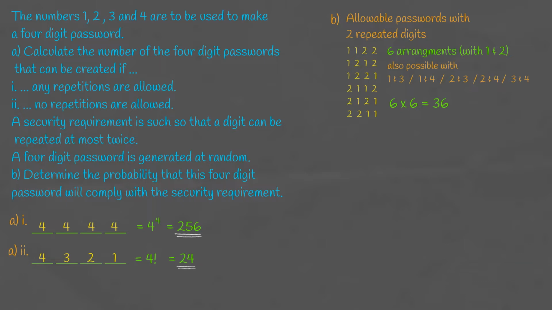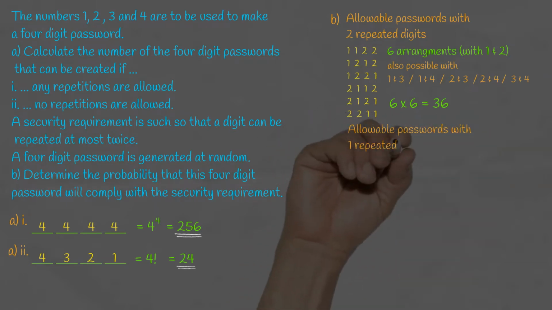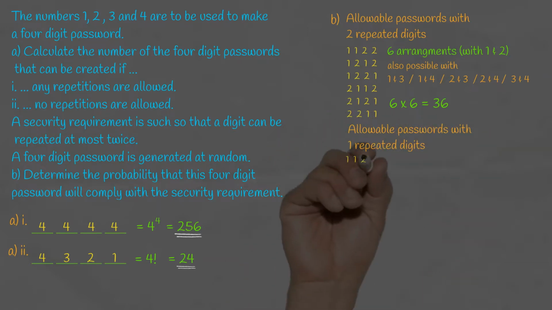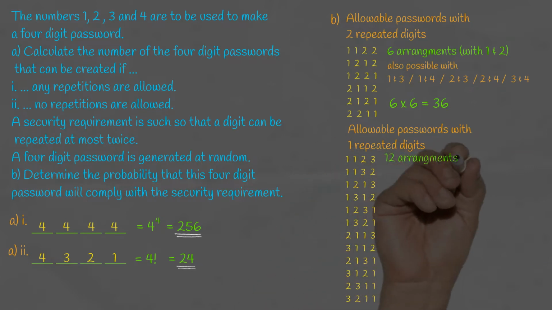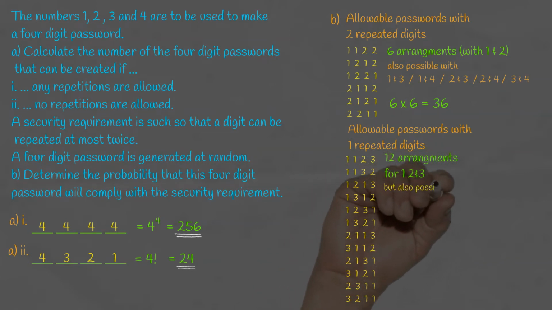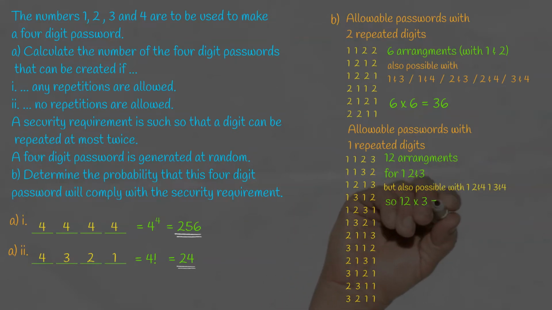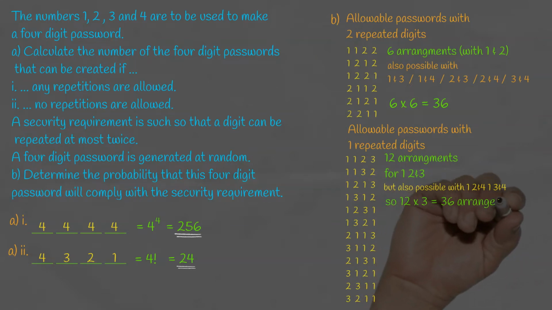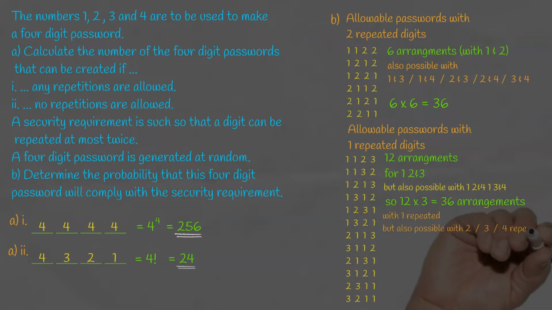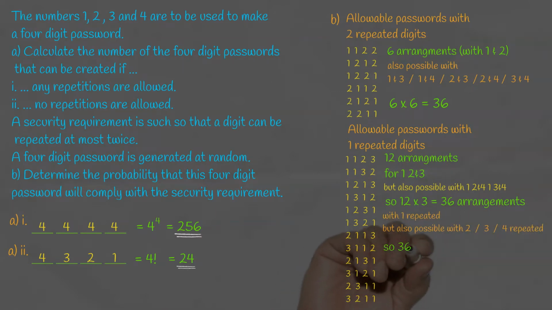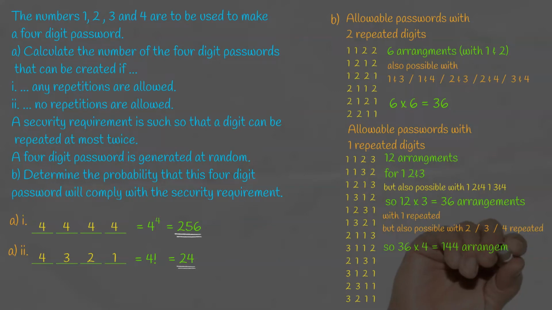Next, we have to work out how many passwords are possible if only 1 digit is repeated. So to start with, we'll write down a table where the numbers 1, 2 and 3 are used and the number 1 is repeated twice. And as you can see, there are 12 arrangements, but this is also possible with 1, 2 and 4 and 1, 3 and 4. Therefore, there are 12 times 3, which is 36 different arrangements. But you could also do the table where 2, 3 or 4 are repeated. Therefore, we have to times 36 by 4, which gives us 144 arrangements where only 1 digit is repeated.